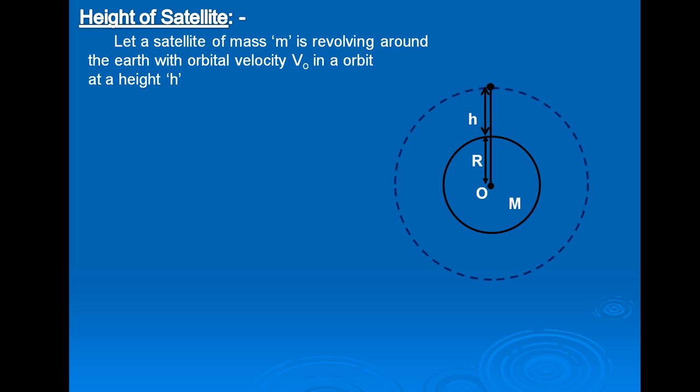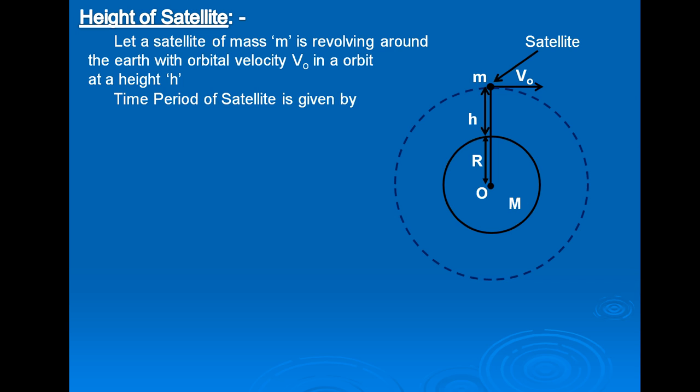around the Earth at a height h from the surface of the Earth. Let this be the planet satellite. This is a satellite of mass m, revolving with velocity v0 in the orbit like this. The satellite of mass m is revolving around the Earth with orbital velocity v0.